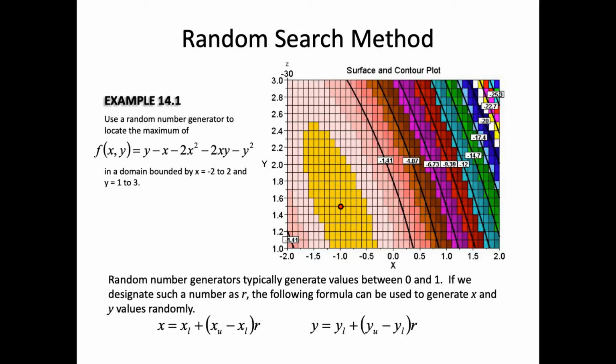The idea is to generate values between 0 and 1 using the random number generating function, rand in MATLAB or random in Python. You designate the random number to the variable r.